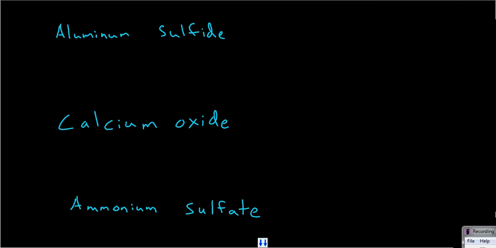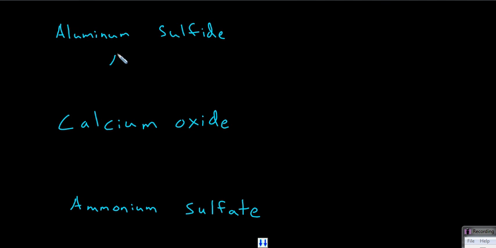Okay, so how do we write formulas from names? As the first example, aluminum sulfide. This name implies that you're dealing with an ionic compound. Aluminum and sulfide, a metal and nonmetal together, must be charged to be stuck together.